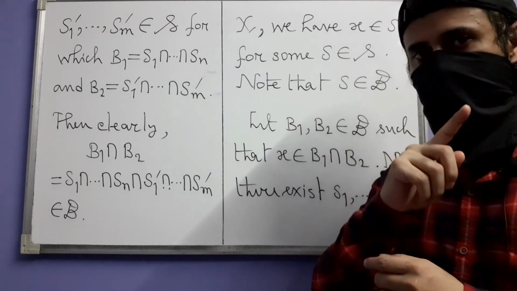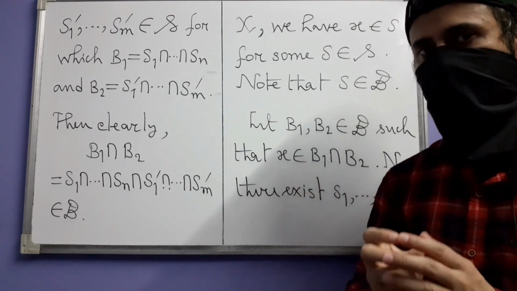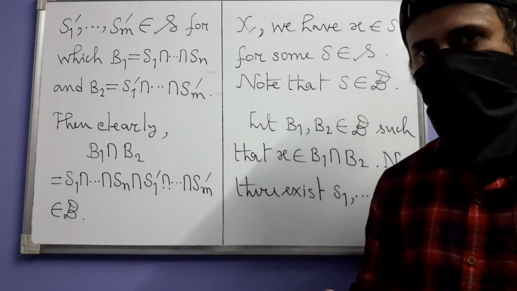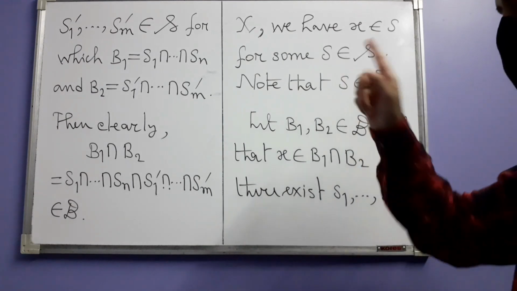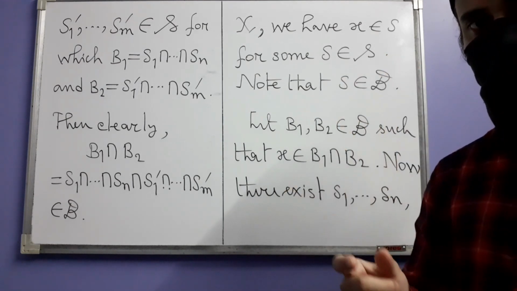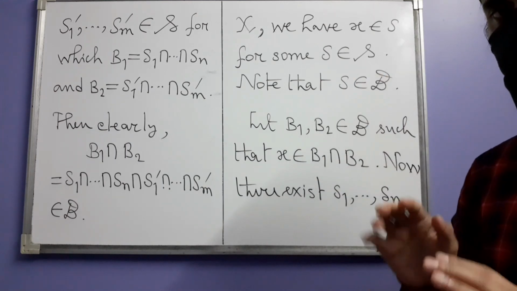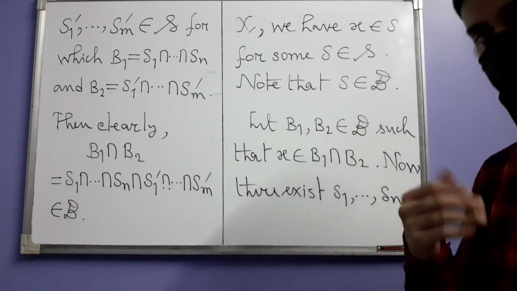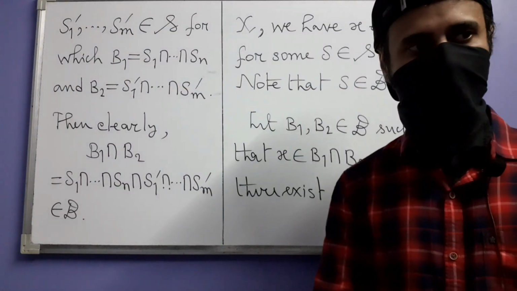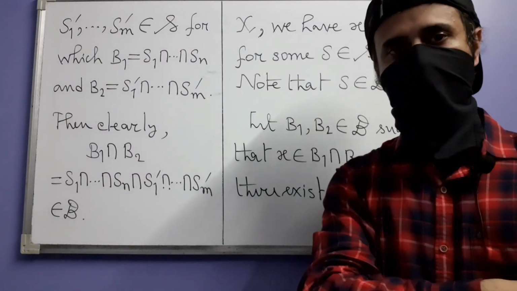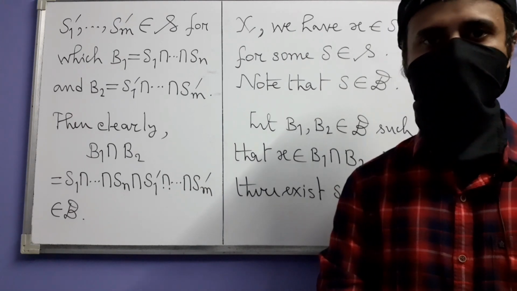So it will generate a topology, but by that result, that topology is equal to the collection of all unions of elements of B. But the definition of the topology generated by the subbasis is also precisely that. So that is how our collection, the thing that we are calling a topology, is actually a topology. And that completes this section.